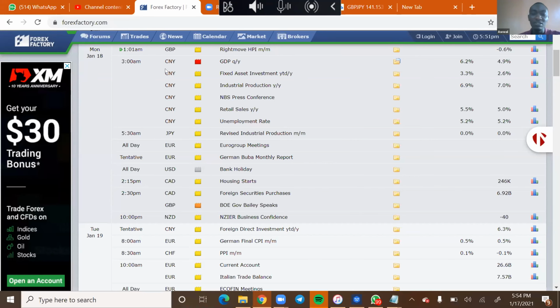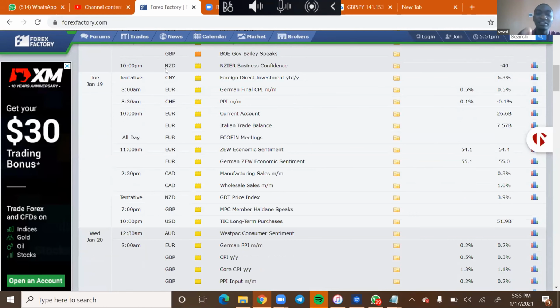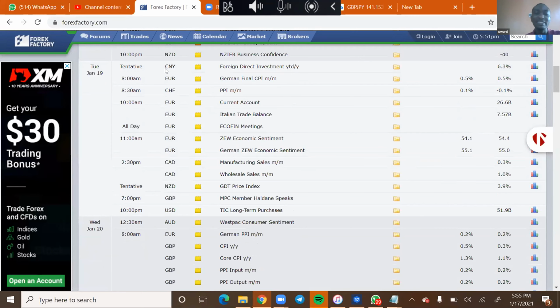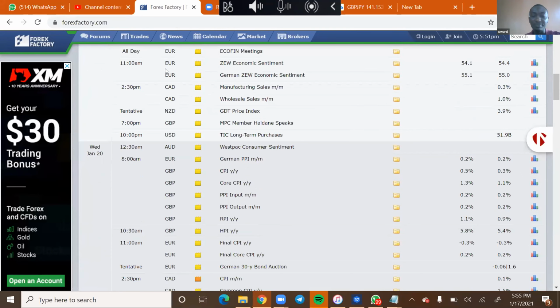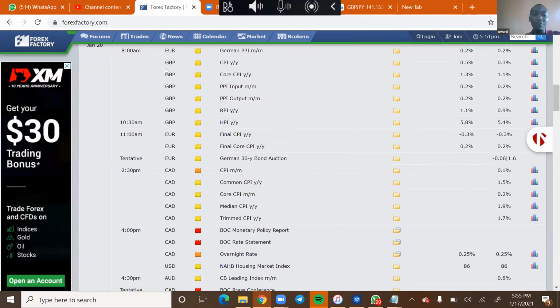Now let's look at Tuesday to see if you can get a red folder. On Tuesday, all we have are yellow folders, so you can go on and trade as you wish. There are no red folders, so the market is not going to be impacted greatly on Tuesday.